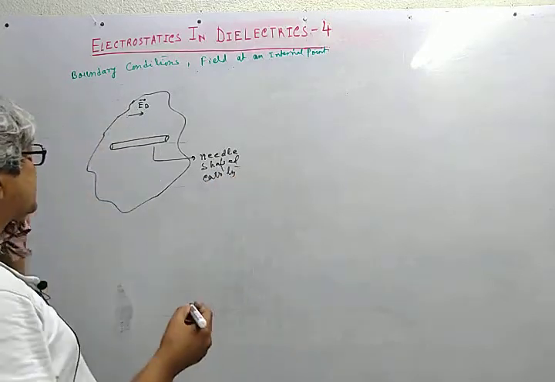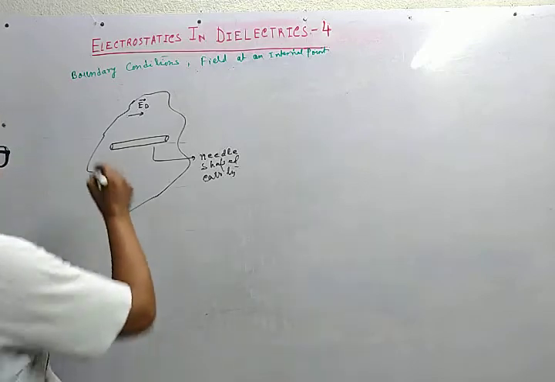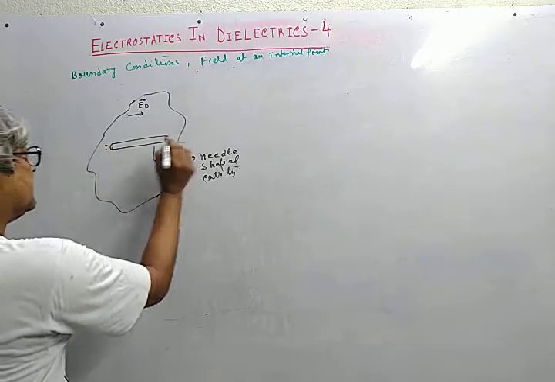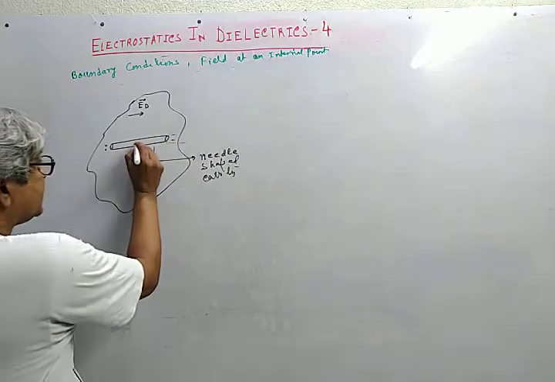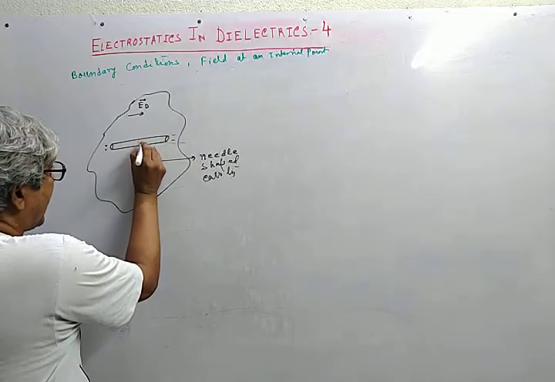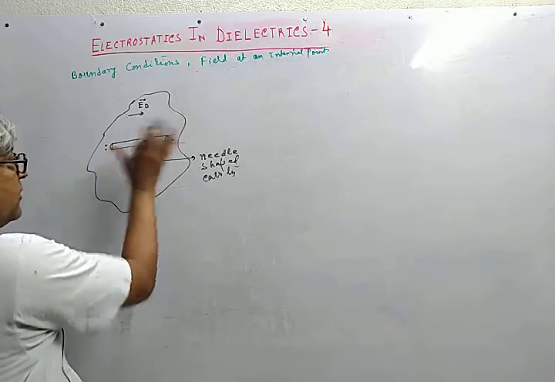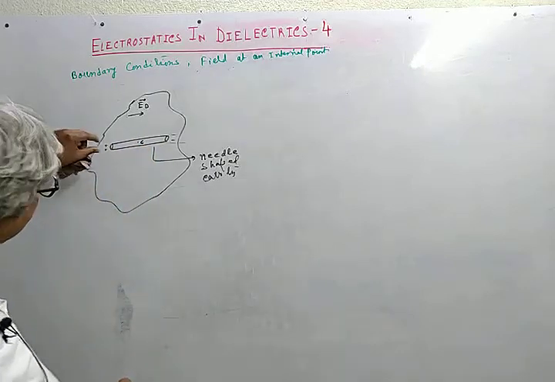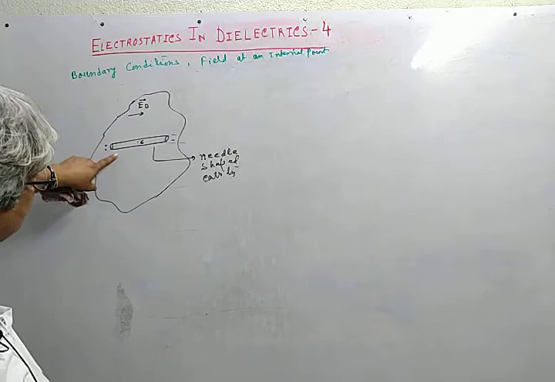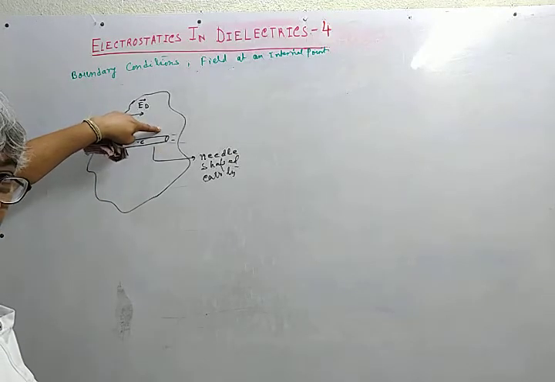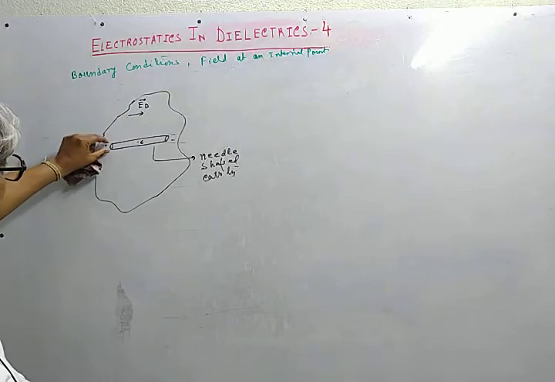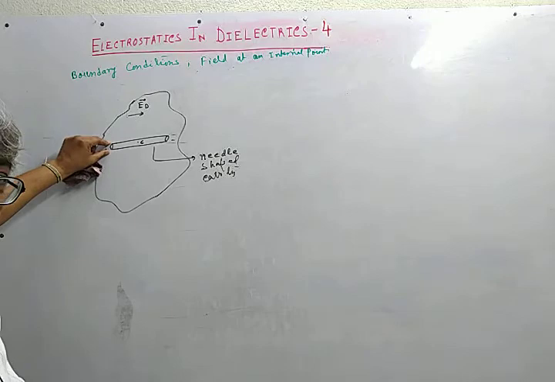The polarization charge will appear, positive charge and negative charge will appear in this. Our interest is to find out the field at this point C at the center of the needle. See, the needle is chosen in such a way that its length is much larger in comparison to the radius or dimension of this cross-sectional area.